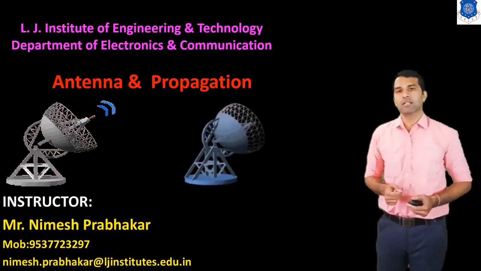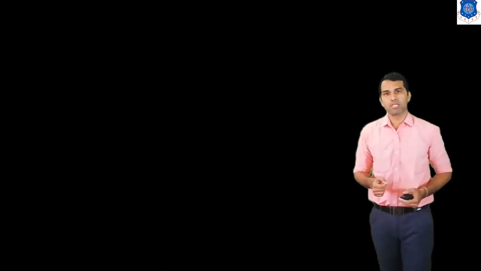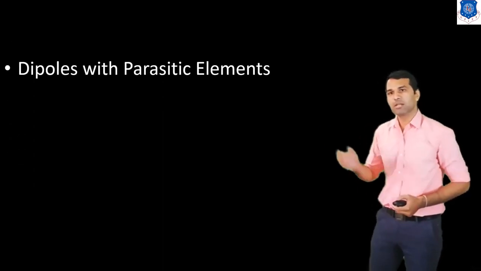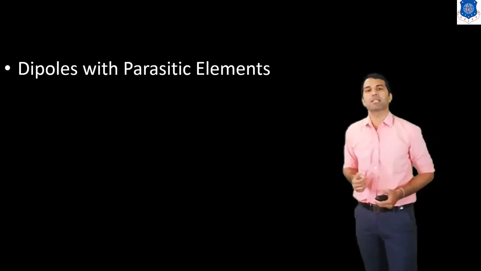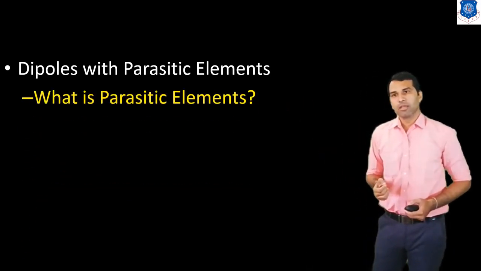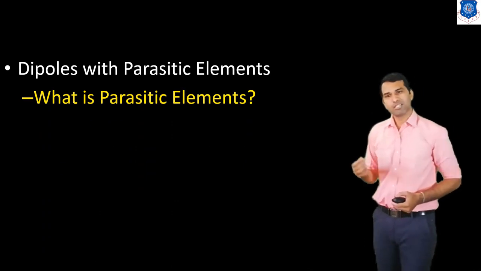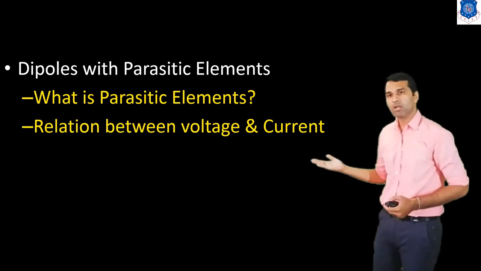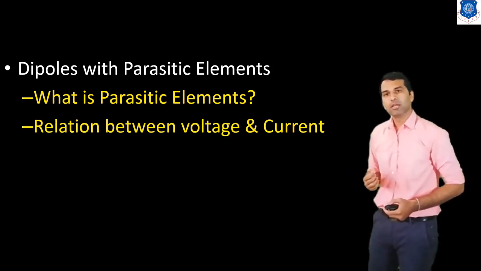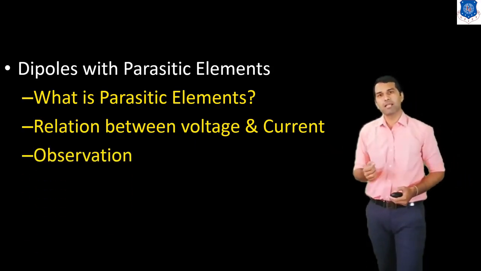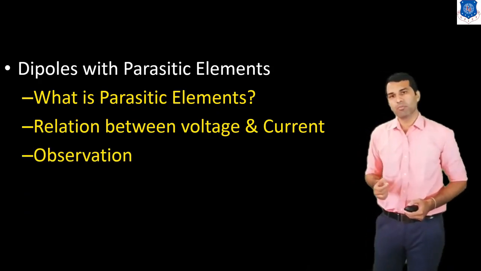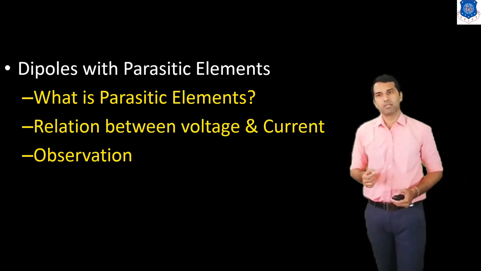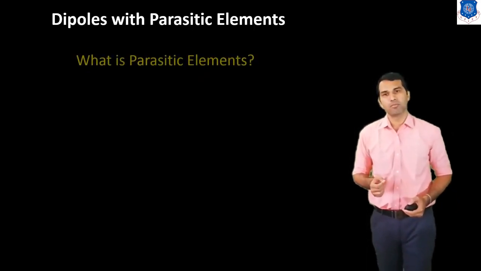Now, in this lecture, we start a new chapter, chapter number 7. In this lecture, we will first study the dipole with the parasitic element. We discuss what the parasitic element is, then the relation between the voltage and current in the parasitic element, and last, the observations of the parasitic element. So now we start with the first, the dipole with the parasitic element.